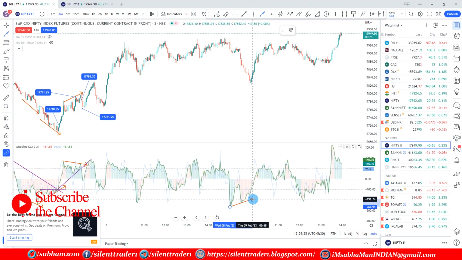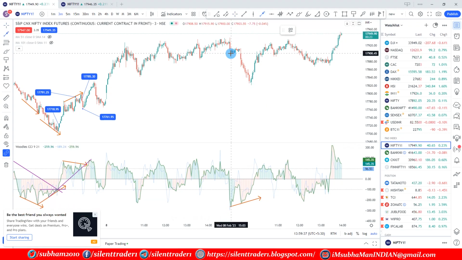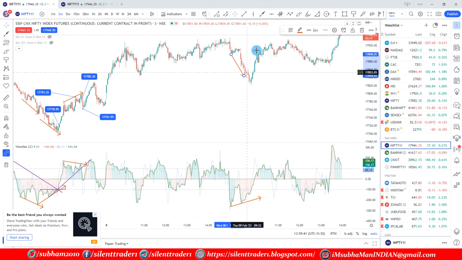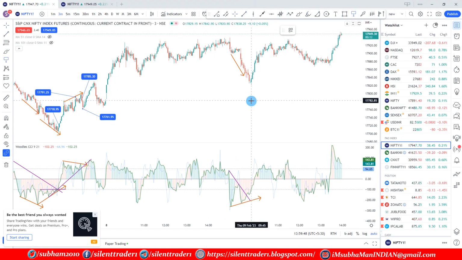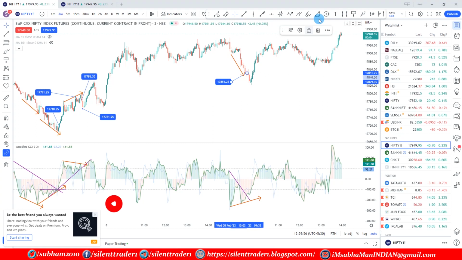Next one, CCI positive trend, price negative trend. After drawing the middle line through the middle hook, the buy sign at 17851 and high approximately 17922 area.